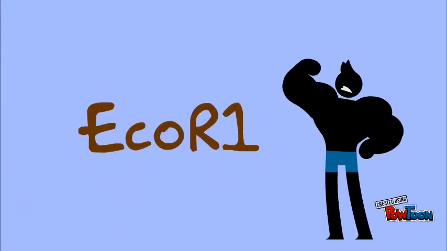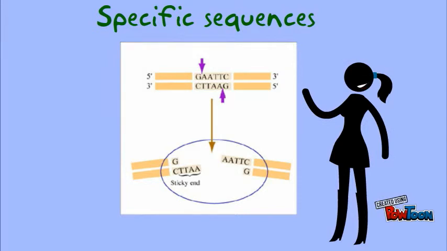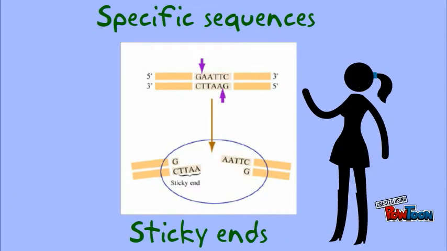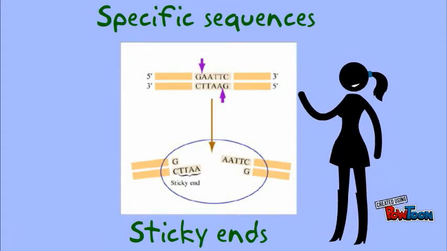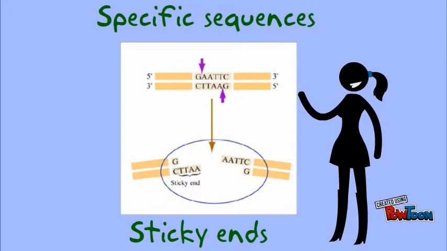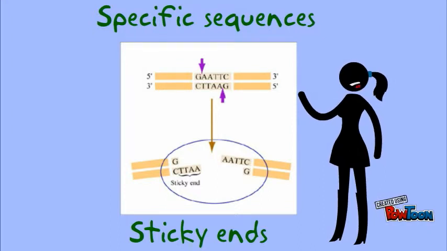The restriction enzyme that we use is EcoRI. It cuts in specific sequences in the DNA, generating fragments with sticky ends. Each fragment has a single-stranded sequence of nucleotides on its ends that is capable of hybridizing with DNA that has been fragmented with the same restriction enzyme.